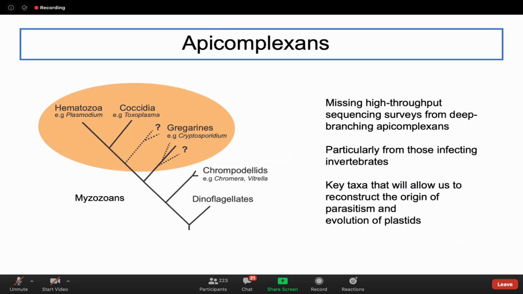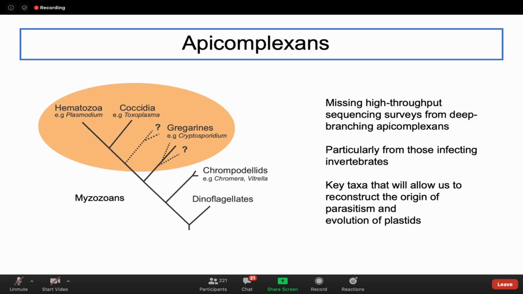And so that's where the field was at when I started my PhD 4 years ago. Although we had a bunch of nice genome sequencing data from the more medically important apicomplexans, such as Plasmodium, Toxoplasma, Cryptosporidium, and now we had new genome data from Chromera and Vitrella, we still had a whole bunch of missing data from deep branching taxa. Particularly, these are those that infect invertebrates, such as the gregarines.